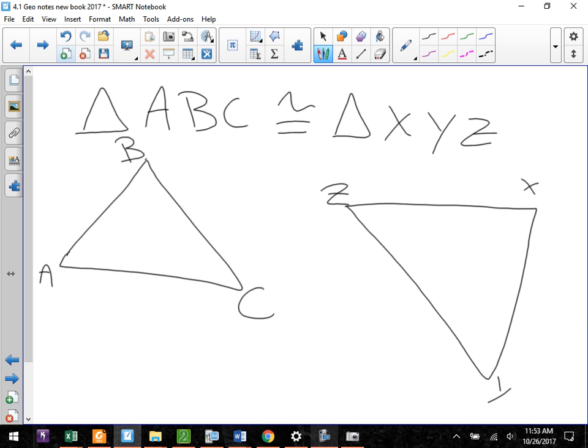So, looking at the way that the lettering is written, that tells me a specific correspondence between the parts of the two triangles. Angle A matches angle X. The reason is because they're both the first letters. Remember how we marked congruency in a triangle with angles? What did we put in the diagram? Little tick marks. So A and X would have to be the same.